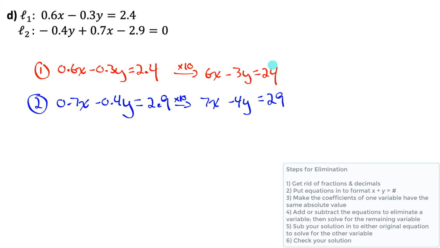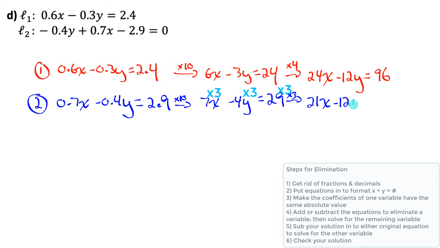So I'll need to multiply this new version of equation 1 by 4. And make sure you multiply every term in that equation by 4. So that would give me 24x minus 12y equals 96. And to make that negative 4y in equation 2 have a coefficient of negative 12, I would have to multiply it by 3. So I'll multiply the entire equation by 3. That gives me 21x minus 12y equals 87.